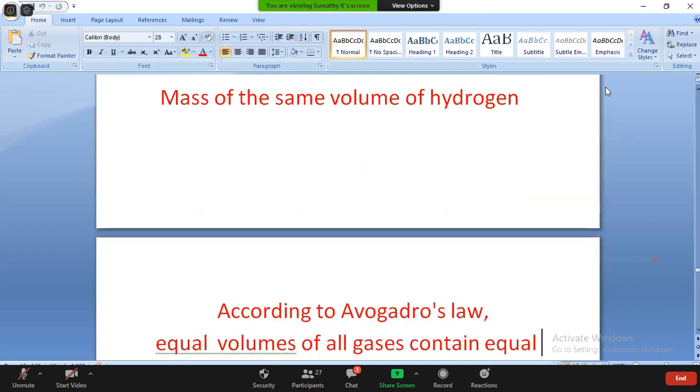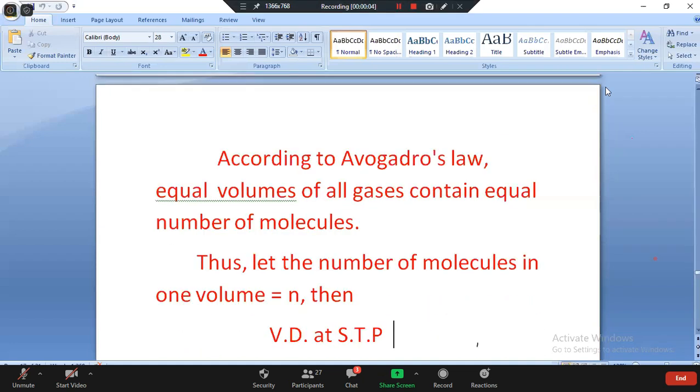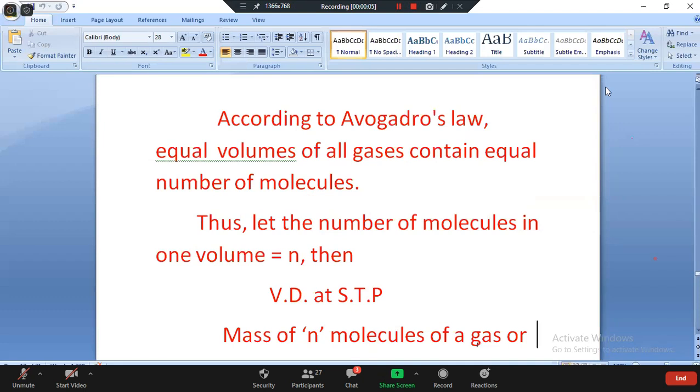According to the Avogadro law. Now we apply the Avogadro law. What is the Avogadro law? Equal volumes of all gases contain equal number of molecules. Understand? Equal volumes of all gases contain the equal number of molecules.